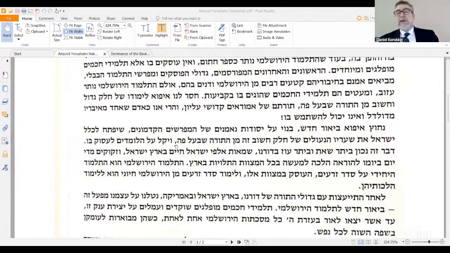Now, what the author of this text is essentially saying is that when you look through the classic print of the Yerushalmi, you don't find standard commentaries. There's no Rashi. There's no Tosfos.